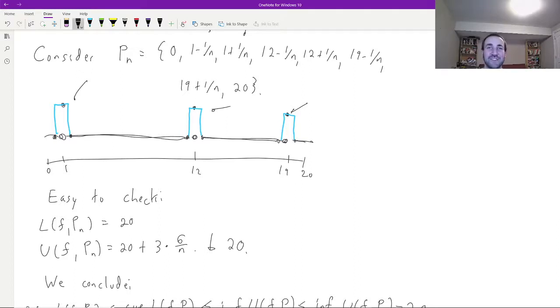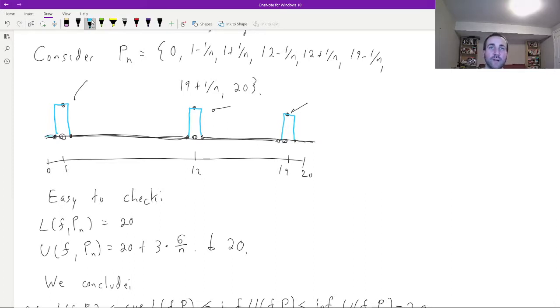Because the lower bound is just 1 everywhere. It's this black curve. So this integral, the integral of 1 from 0 to 20, of course, is 20. The upper function, U of f P_n, is this blue part of the curve. I'll draw in the rest of it.